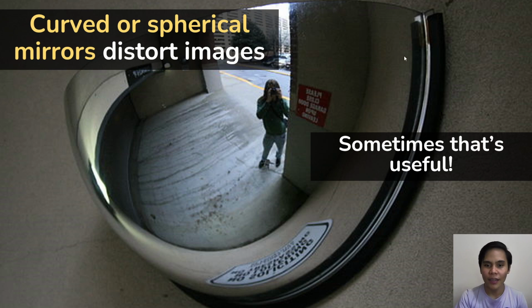If you've seen these kinds of mirrors that look like they're bulging out, usually in convenience stores, these allow a greater area to be seen through the mirror. So if you look at the mirror, you can see multiple aisles or multiple people, stuff like that. So there are uses for these things.